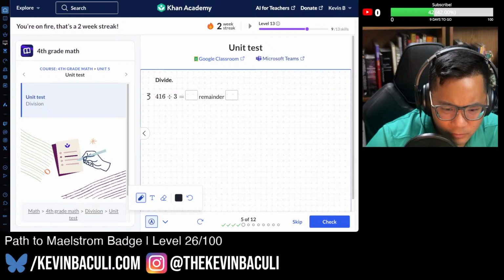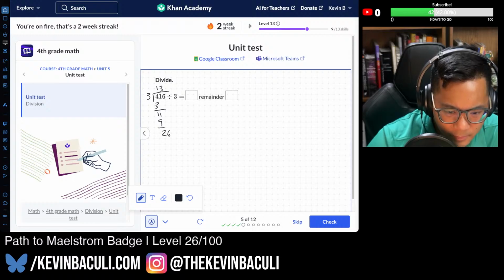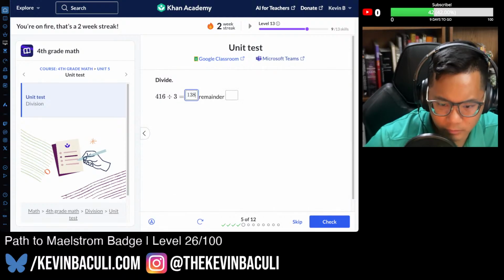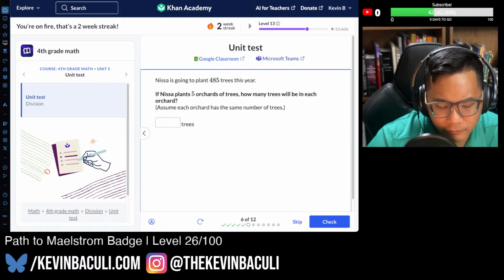Okay, 3 goes there once. 3 goes into 11 three times, 9, 2, 6. 8 times 24. 138. Remainder 2. If Nissa plants 5 orchard trees, how many trees will be in each orchard?